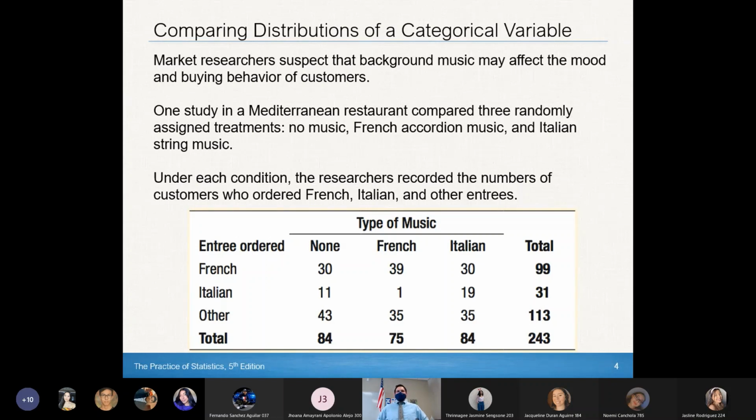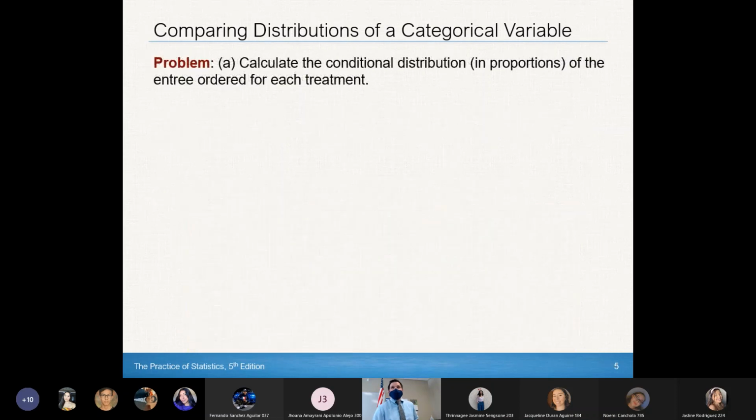Okay, so essentially we have 3 different treatments. The type of music is the treatment. And so we have here the table of our observed data. We want to calculate the conditional distribution and proportions of the entree ordered for each treatment.